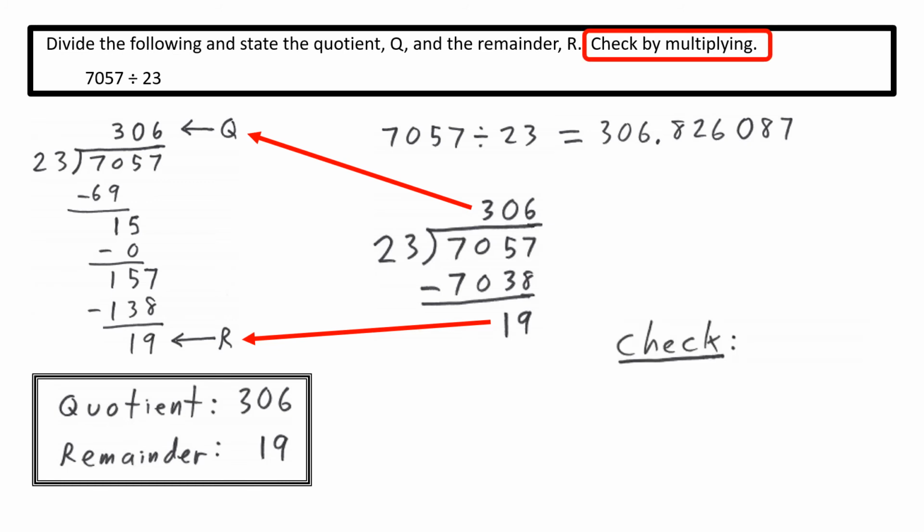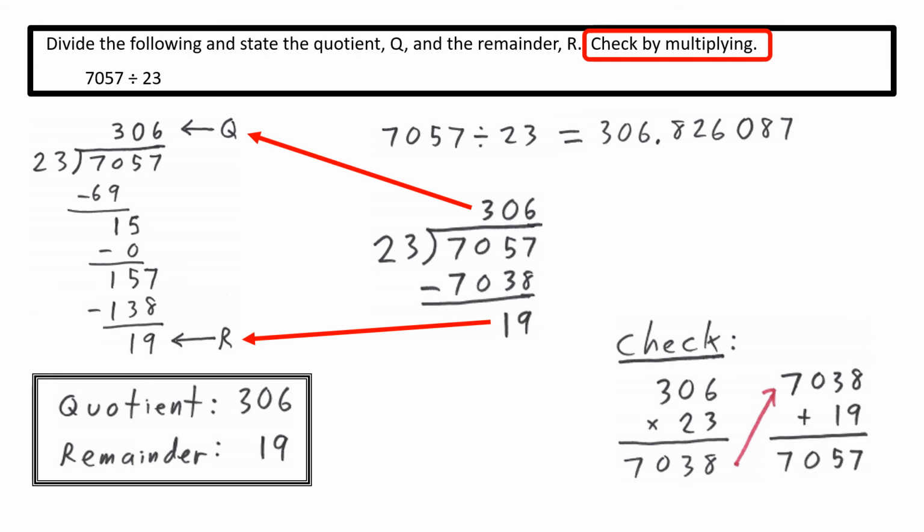But we're still not done. The question says to check by multiplying. But what do we multiply? Well, you take the result of 306 and you multiply it by the original divisor of 23. Doing so gives us 7,038. But you might notice we didn't start with 7,038. We started with 7,057. We need to still take the 7,038 and add in the remainder. When we add in the 19, we do get what we started with, 7,057.